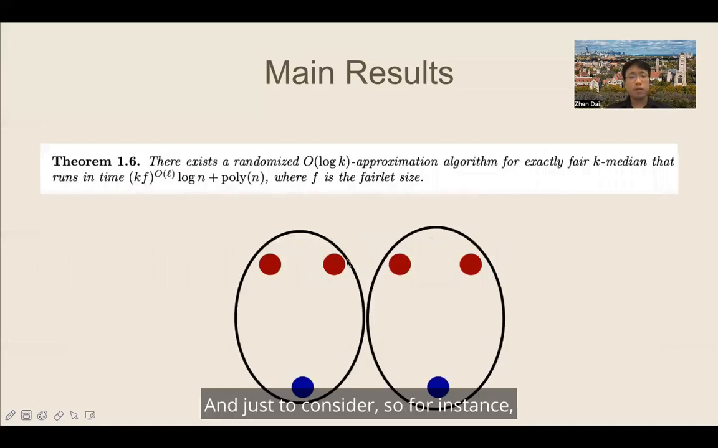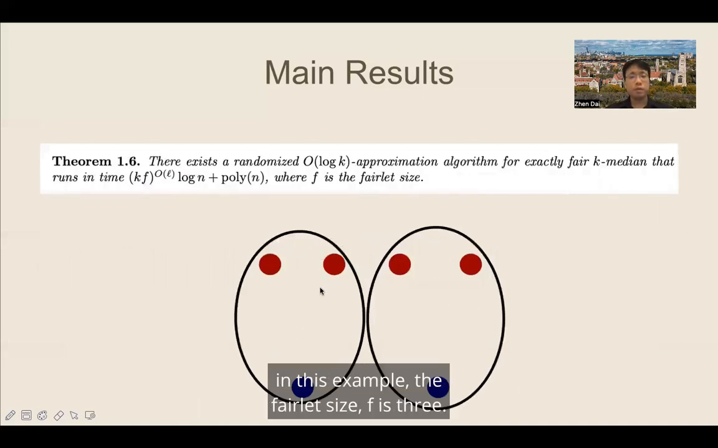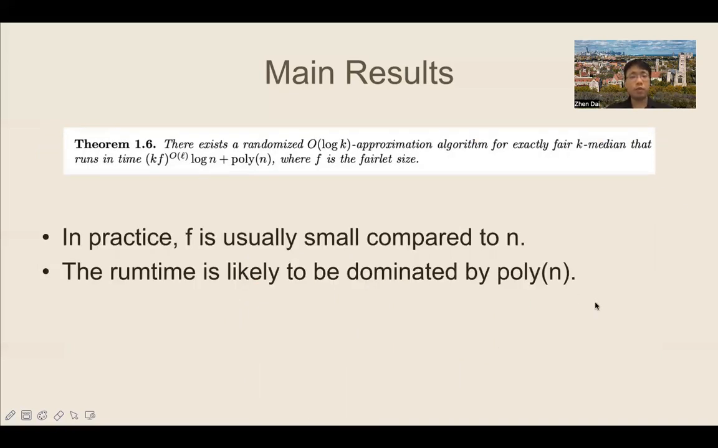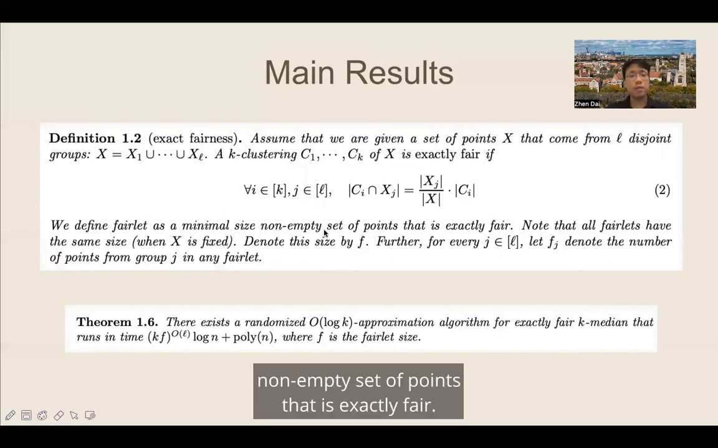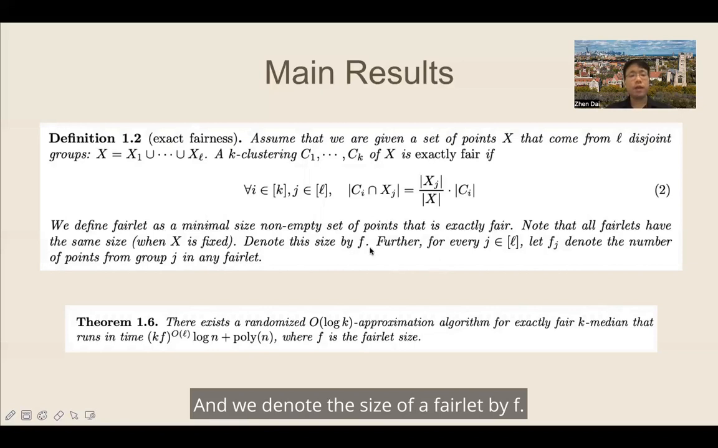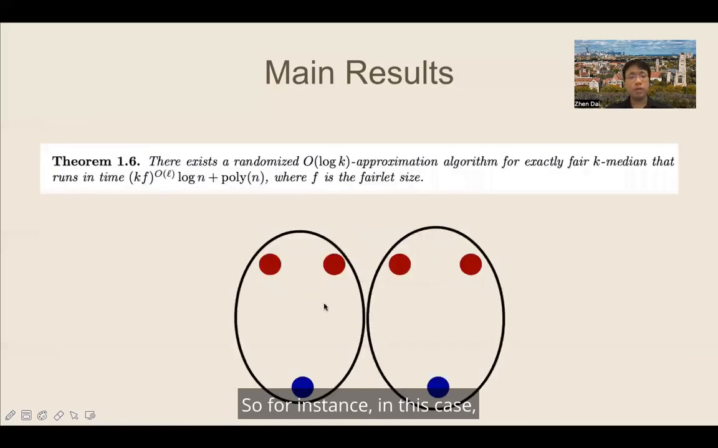Just to consider, for instance, in this example, the fairlet size f is 3. So a fairlet is a minimal size non-empty set of points that is exactly fair. And we denote the size of a fairlet by f. So for instance, in this case, each fairlet should contain 2 red points and 1 blue point, so that f equals 3.